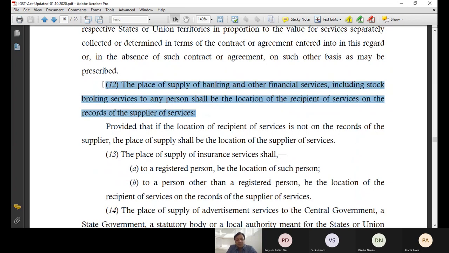And the provision says, the place of supply of banking and other financial services, including stock broking services, like share purchase, etc., to any person shall be the location of the recipient of service on the records of the supplier. So when you are availing any banking services, what banking services do you avail? Do you remember any banking service? A simple example is, if you want to have a DD, demand draft, from your bank, the bank will charge some amount, its service charge, on which GST will be applicable. So this is banking service.